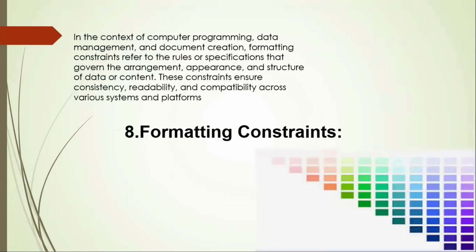Next is formatting constraint. In the context of computer programming, data management, and document creation, formatting constraints refer to rules or specifications that govern the arrangement, appearance, and structure of data content. These constraints ensure consistency, readability, and compatibility across various systems and platforms. So if you want to choose a particular color, you have to choose a particular color. That means you know the context.